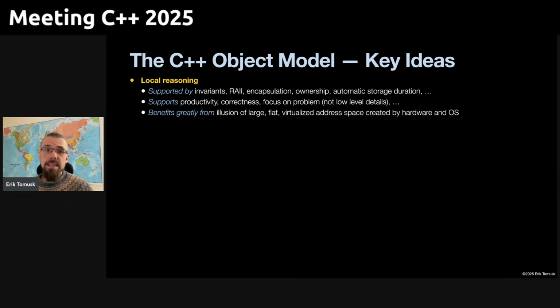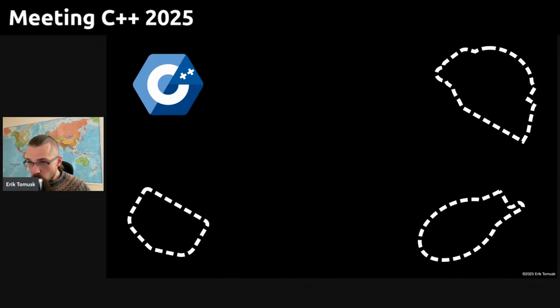And local reasoning greatly benefits from the illusion of a very large virtualized address space that the hardware and the operating system create. Obviously, local reasoning is possible without a virtual address space and without a memory hierarchy, but the virtualized address space and memory hierarchy greatly help us separate the concerns and help us have interfaces and implementations that are somewhat decoupled from that. Okay, so that was the C++ object model.